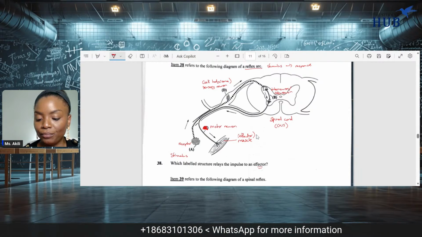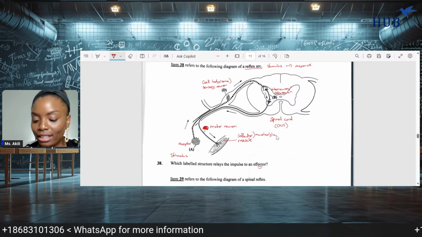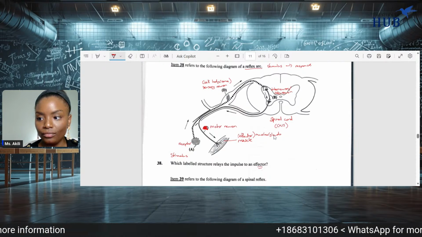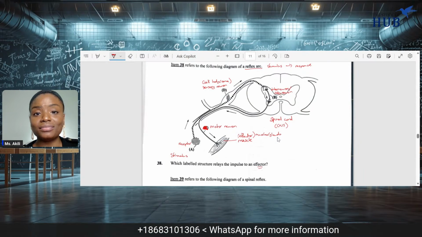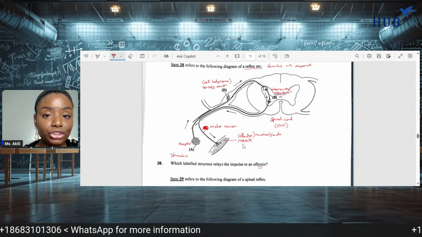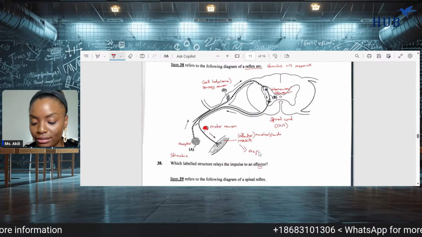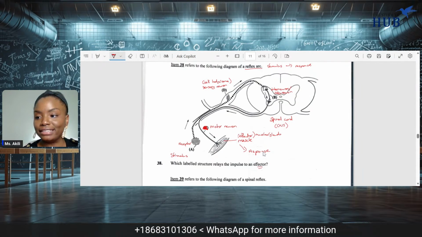Effectors can be muscles or glands. So you can tell a muscle to contract or a gland to release a hormone, right? So whether the muscle contracts or a hormone is released, that brings about a response. So that is how we get a response based on the stimulus.